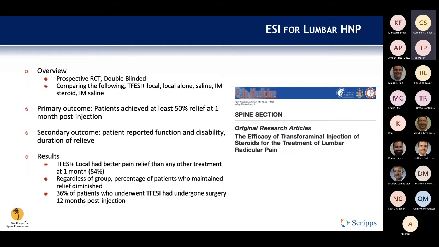Here's one looking at transforaminal lumbar injections, and we'll just jump to the results. It showed that the transforaminal epidural steroid injection plus local had better pain relief than any other treatment at 1 month. This is comparing these versus local alone, saline, IM steroids, or IM saline. Regardless of group, though, the percentage of patients who maintained relief diminished over time, which makes sense. And 36% of the patients who underwent these epidural steroid injections had undergone surgery by about 12 months.